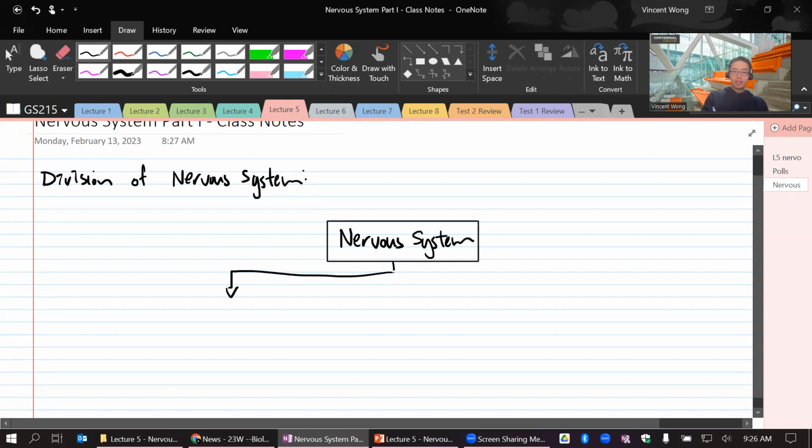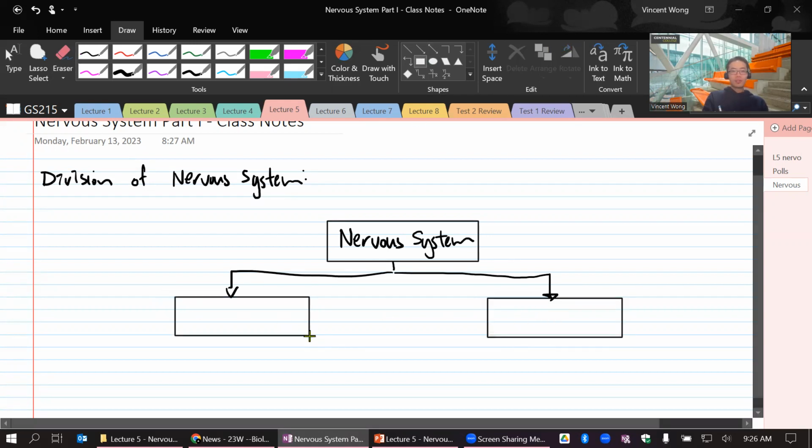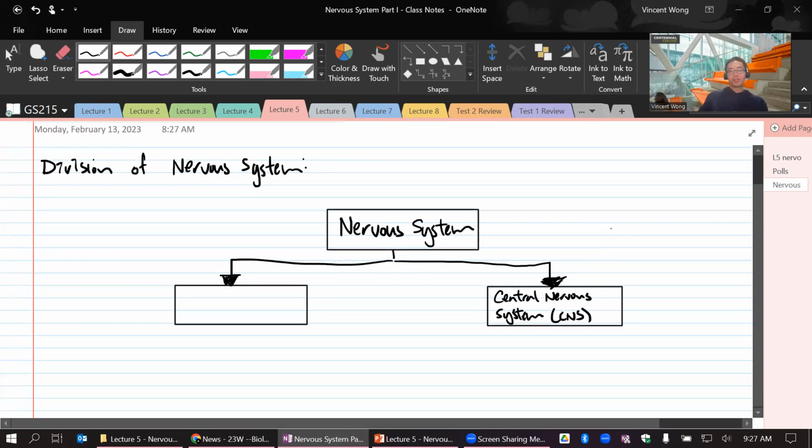We have the two main divisions. Do you know which two I'm talking about? I've been mentioning them all class long. Which two divisions do we have? Central and peripheral. That's right, the CNS and the PNS. Let's just write them out. Central nervous system. And you're probably sick of hearing me say this: brain and spinal cord.